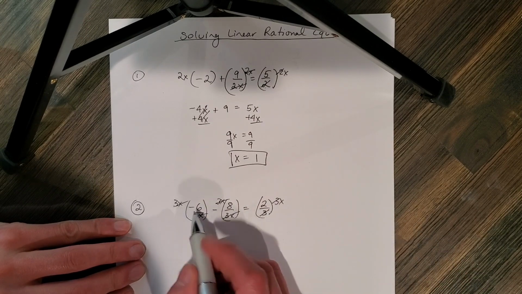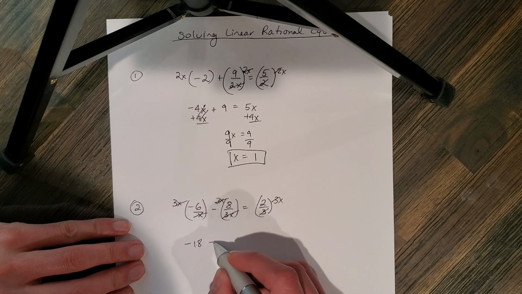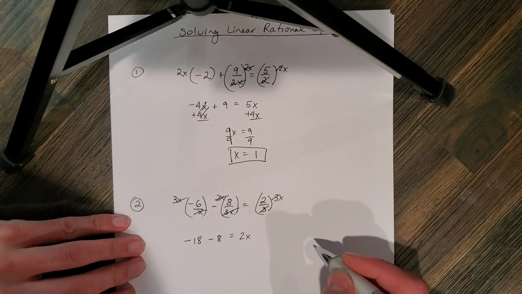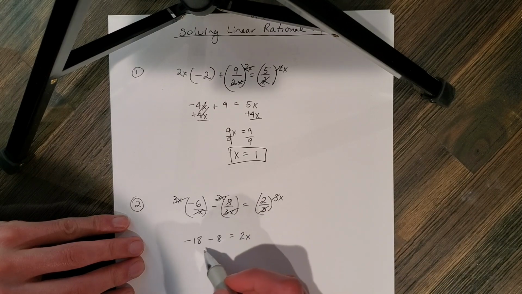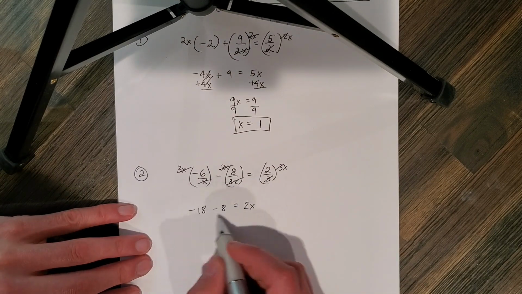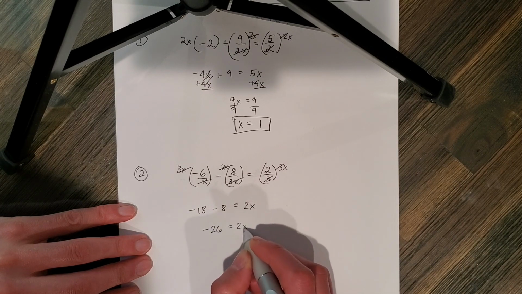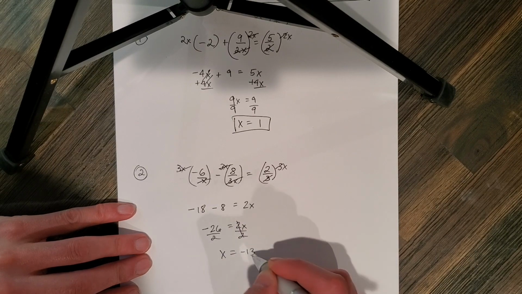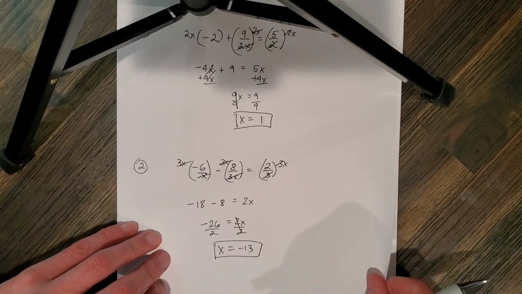We're left with a 3 times negative 6, which is negative 18. We're left with minus 8 equals, and then 2 times x is 2x. Okay? Notice there are no like terms here, so there are no variables here, so I can go ahead and just combine these. Negative 18 and negative 8 makes negative 26 equals 2x. Divide by 2, x equals negative 13. Okay? Next.